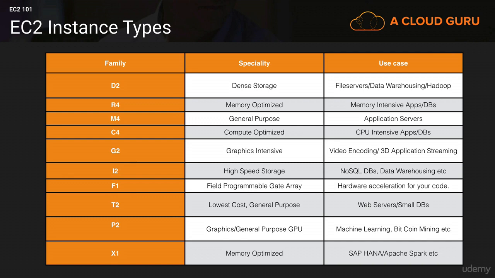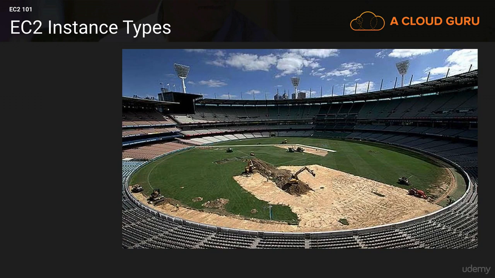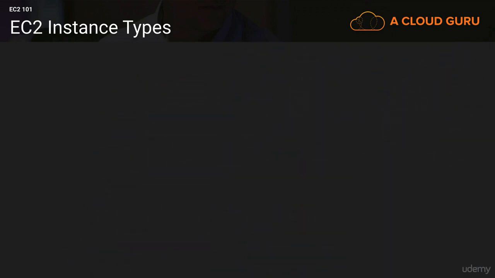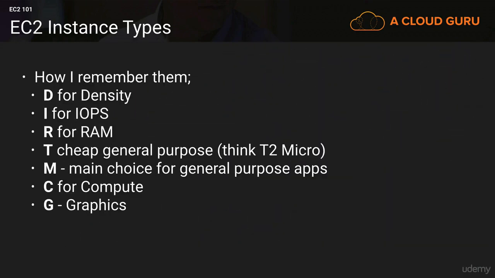So how are you going to remember these instance types going into the exam? Well, when there were 7 of them, and this was in 2016, I told all my students to remember this image. So this is the Melbourne Cricket Ground, and it's being dug up, and it's filled with dirt. So we remembered it using DIRT MCG, so dirty MCG. Unfortunately, they've added in 3 new instance types, so it's ruined my dirt MCG.